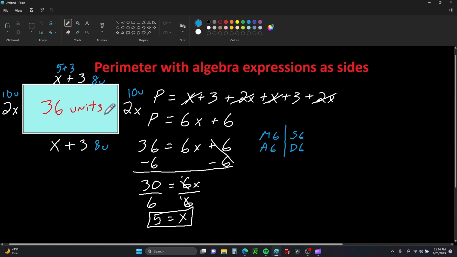And if I add all these up, 10 plus 10 is 20, plus 16 is 36. So the answer checks out. Now our answer is 5 units. These sides are lengths, this is not area, so it's not going to be units squared.